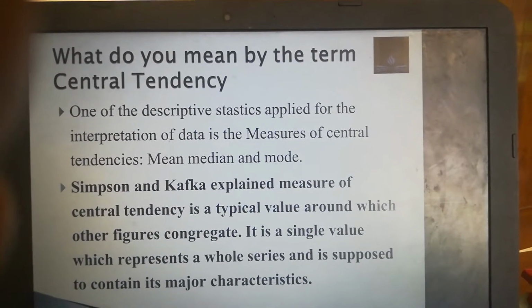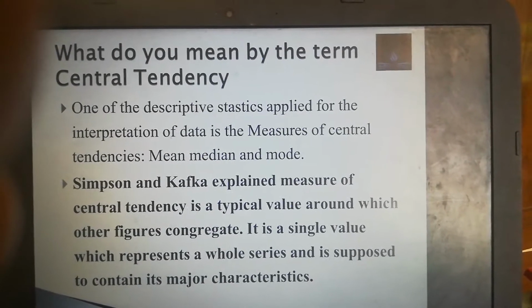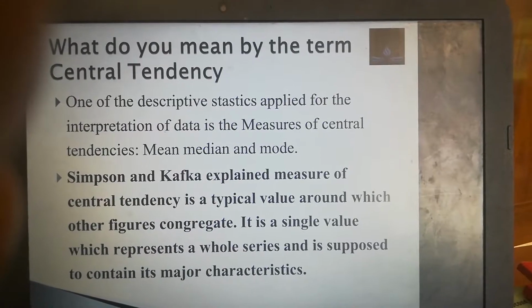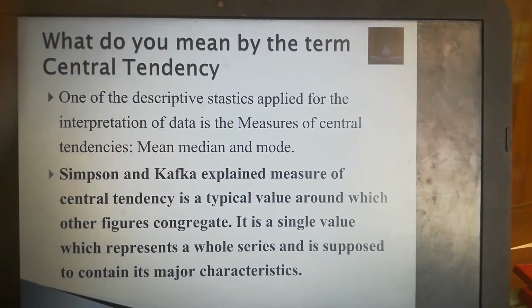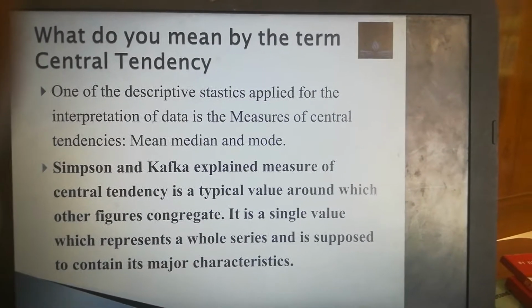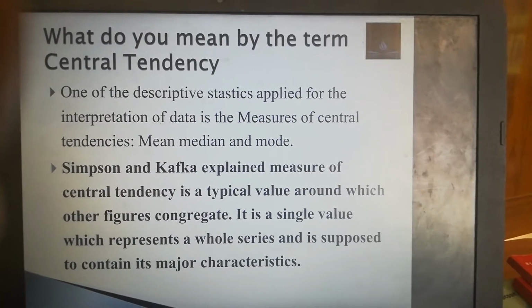Let's see the definition given by Simpson and Kafka. They explain central tendency as a typical value around which other figures congregate. It's a single value which represents a whole series and is supposed to contain its major characteristics.